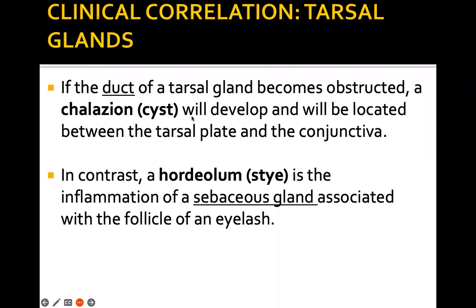Okay, so the cyst will develop and it will be located between the tarsal plate and the conjunctiva. Then the sty, or hordeolum, is an inflammation of the sebaceous gland associated with the follicle of an eyelash. So you should be able to distinguish between the two, okay? The sty and then the cyst.